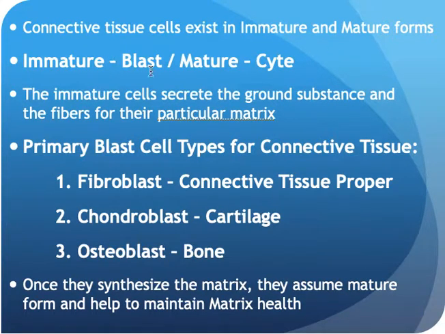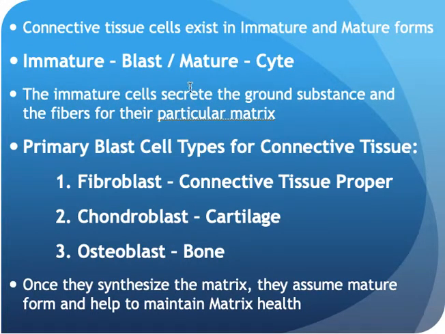So anytime you see blast, so fibroblast, chondroblast, osteoblast, it's basically telling you that it's an immature form of the cell, okay? And anytime I see a cyte, I want to remember that that's going to be a mature cell. And these questions always come up as to what does the immature cell do, what does the mature cell do. So don't skip over it. Make sure you focus on it for a little bit.